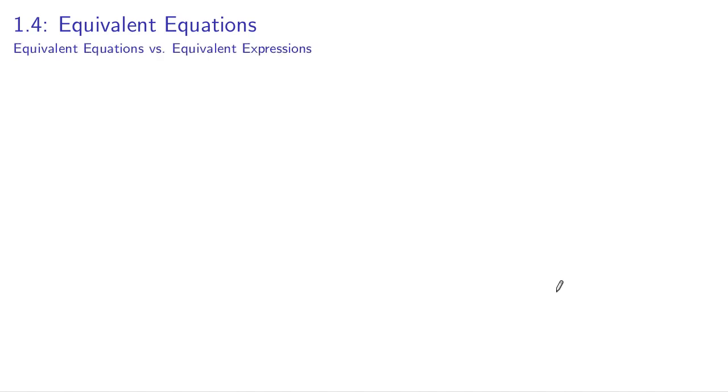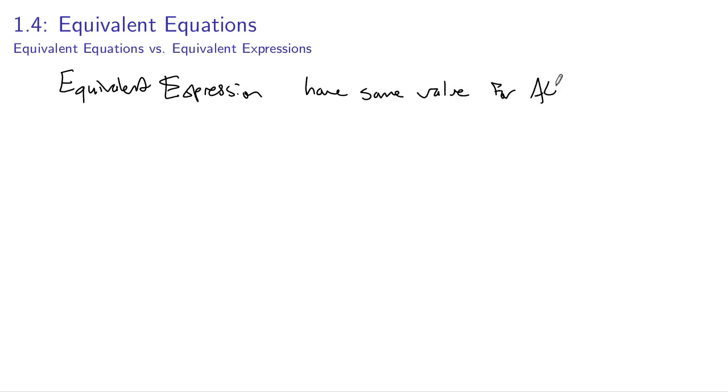So we've learned about equivalent expressions in 1.3. Now we have equivalent equations. What's the difference? Well, remember equivalent expressions, which you need to memorize these definitions. Equivalent expressions have the same value for all or every value of the variables. Sorry, my handwriting is a little bit rough here. But that's what an equivalent expression is.